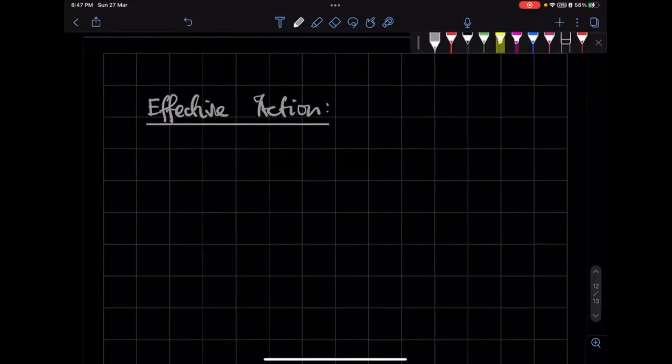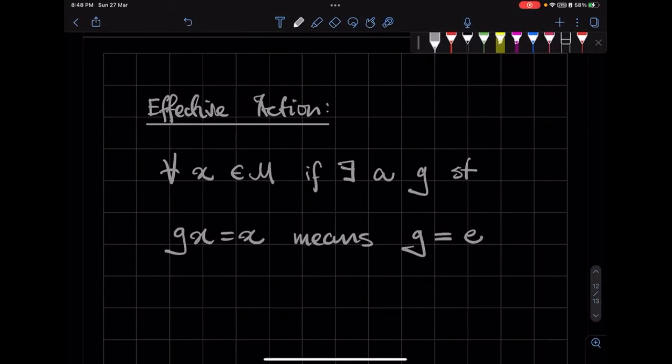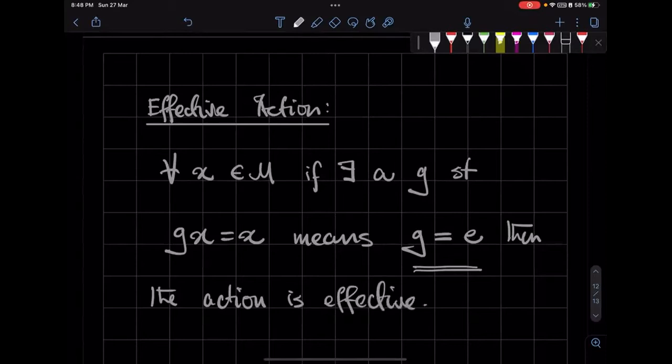So basically, you have, say, for all the points on some manifold, if there exists a G such that G acting on X equals X means that G is E, that this is the only possibility, then the action is effective. Okay?